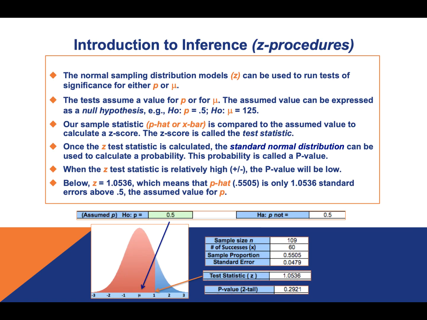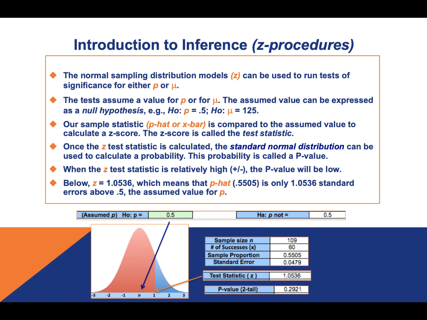The normal sampling distribution models can be used to run tests of significance for population parameters such as p or mu. These are also known as hypothesis tests. The test assumes a value for our population parameter, and this assumed value is expressed as what we call a null hypothesis. Our sample statistic is compared to the assumed value to calculate a z-score. We call that z-score a test statistic.